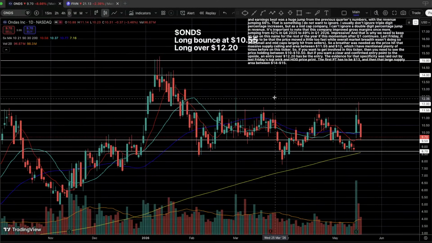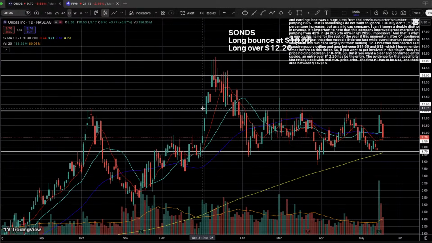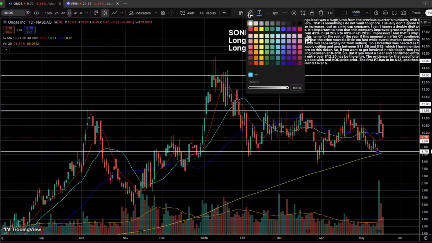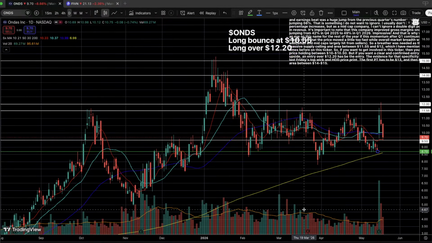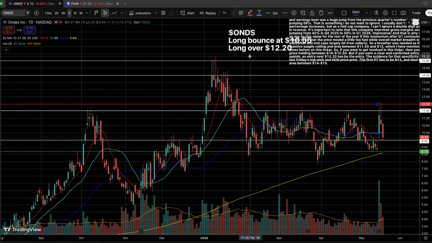I've done it multiple times in the past, but just as a quick review, okay? So ONDS has been basing between I would say $8.70 as a major level of support, right? And then a major level of resistance around $12. So a whole number level of resistance at $12, and then a pretty solid level of support around $8.70.